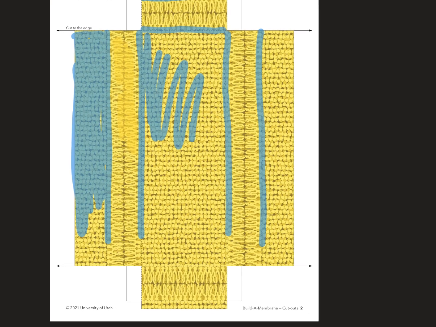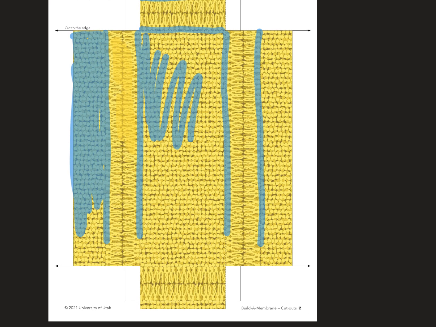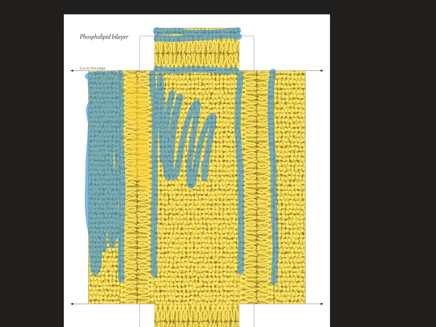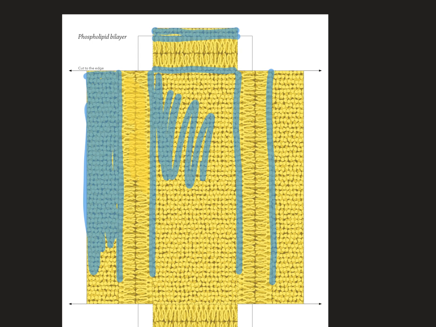Then once you have it colored correctly, and you're sure you have it colored correctly, you're going to cut along the solid black lines. The dotted lines are for folding.